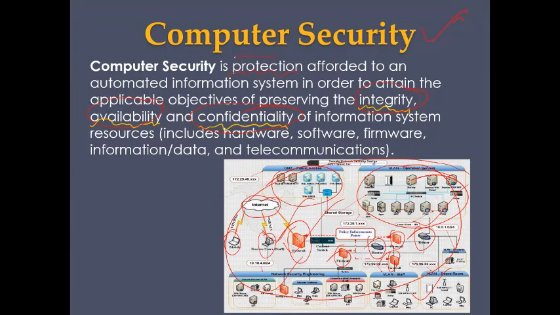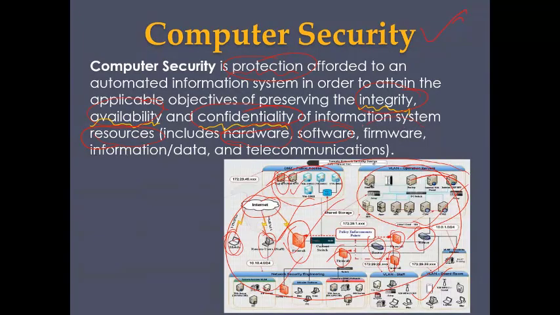So computer security is a protection afforded to an automated information system in order to attain the applicable objectives of preserving and saving the integrity, availability, and confidentiality of information system resources. Resources are just assets. It can be any kind of hardware, like this one, and any kind of software which is running on these servers, like Windows Server 2003, 2008, 2013, and so on.